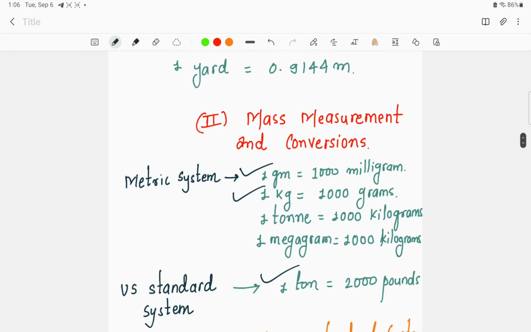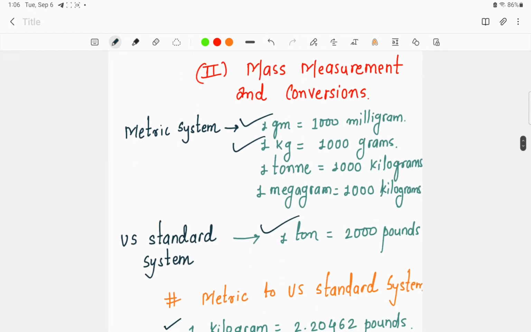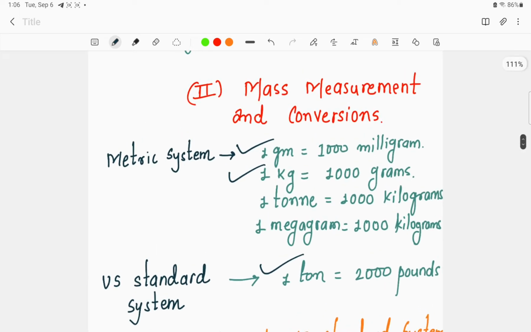Measurement for mass, how to measure mass and how to convert mass into different systems, that is metric to US. For that, from this page, you should compulsorily keep in mind that 1 gram is equivalent to 1000 milligrams and 1 kg is equivalent to 1000 grams.